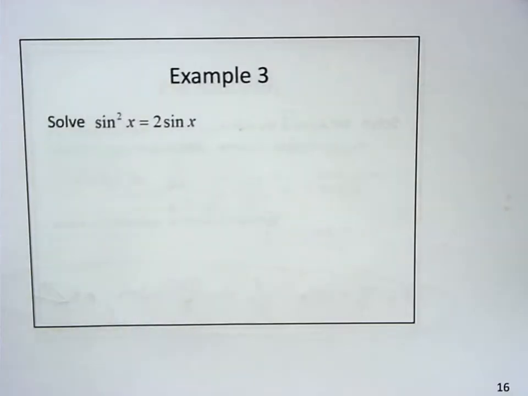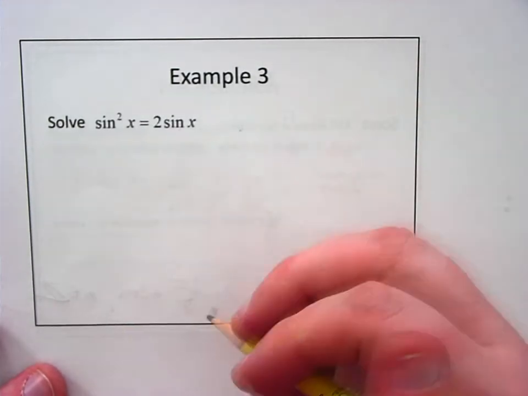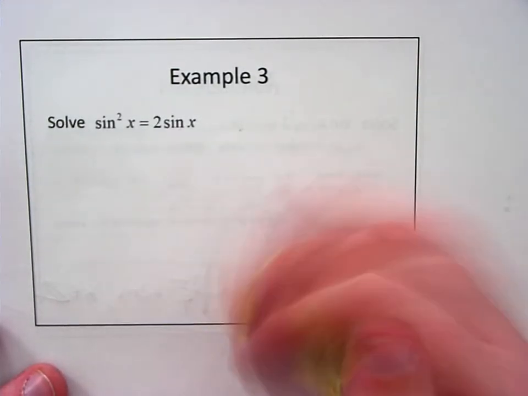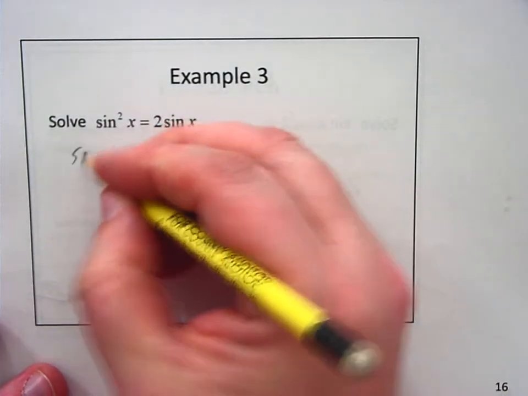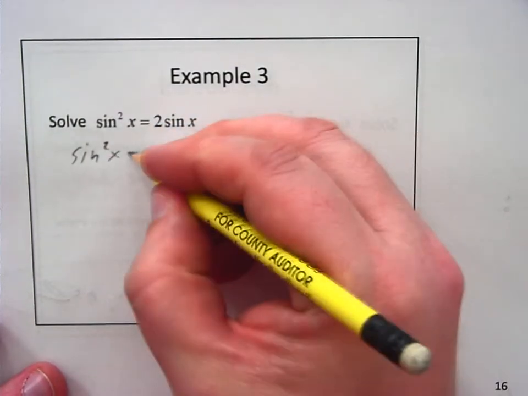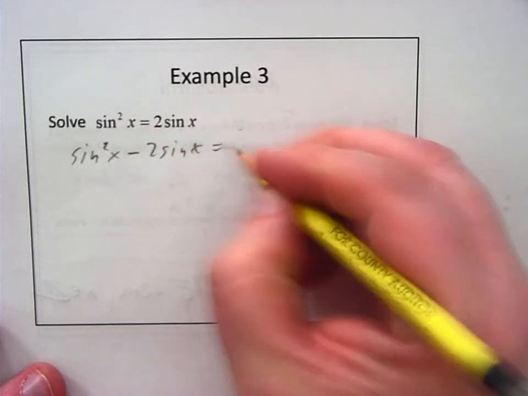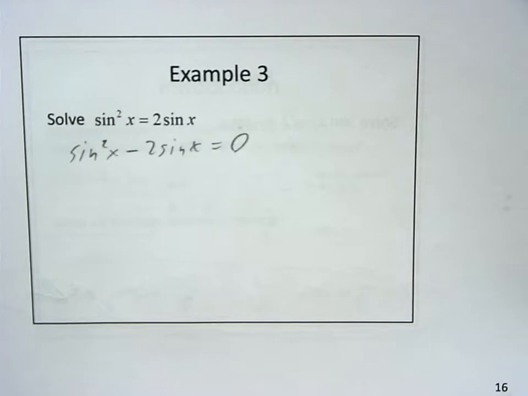This one mixes quadratic and linear. So I can't just as easily get sine of x by itself. What do I need to do? What's your goal with doing that? Yeah, well, to get it equal to 0. Okay? Because I'm not going to be able to get a complete quadratic with 3 terms, but I can get 2 terms. Then what? How would I factor it? Yeah, what's your greatest common factor?